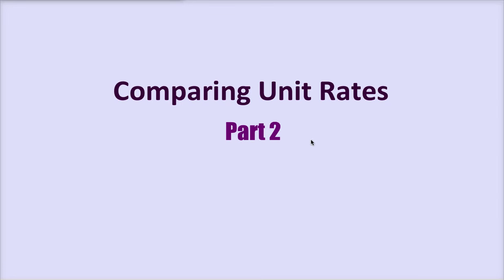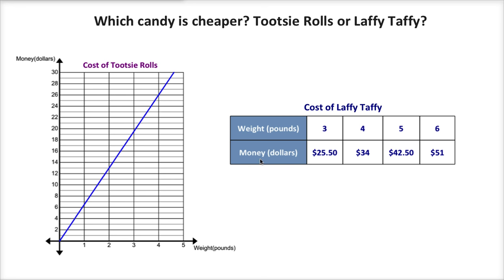We're going to be comparing unit rates again in this lesson video, but this time we're comparing a graph versus a table. In this situation we're asked which candy is cheaper, Tootsie Rolls or Laffy Taffy. The cost of Tootsie Rolls is given here in the graph, and the cost of Laffy Taffy is given in this table. In order to compare them and decide which one's cheaper, we're going to find the unit rate for each of them, because the unit rate will tell me how much each one costs per pound. And whichever one costs cheaper per pound is obviously the cheaper candy.